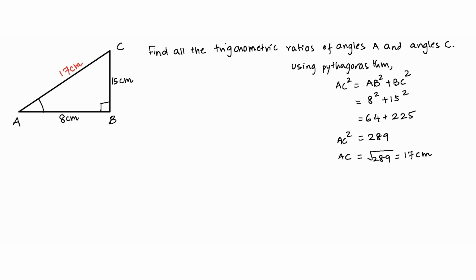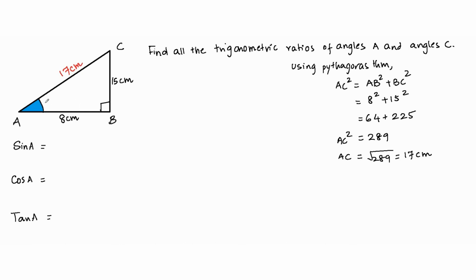Now let's go ahead and find the trigonometric ratios of angles A and C. So let us first pick angle A as our angle of reference. So this is angle A. So I have 6 trigonometric ratios. So let's say sine A, then let's have cos A, let's have tan A.